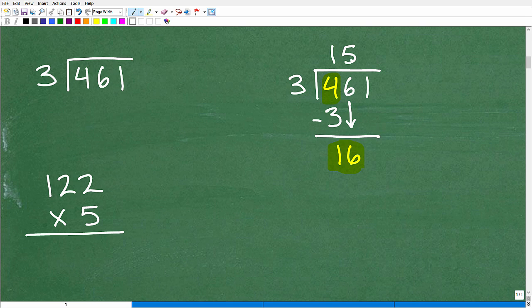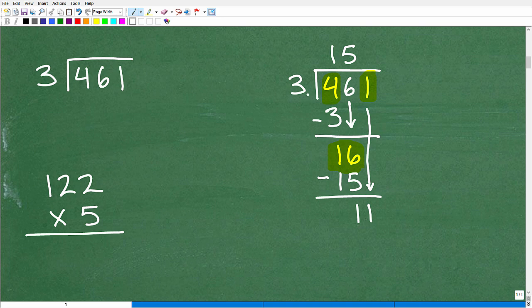And then I'm going to repeat the process. I'm going to go 5 times 3 is 15. And then I'm going to go ahead and subtract, right? So hopefully this is kind of like, oh yeah, I remember this. All right, I get a 1 right there. Then I'm going to ask myself again, can 3 go into 1? No, it cannot, right? 3 cannot go into 1. So I'm going to take that 1 and drop it way down over here, right there.